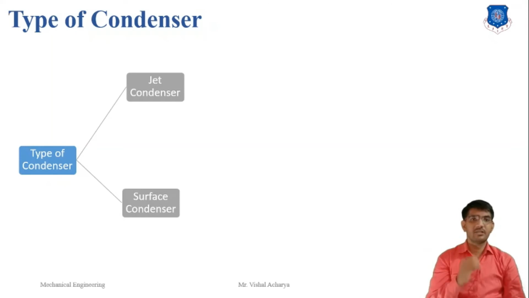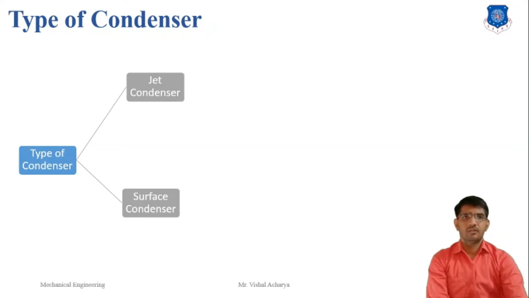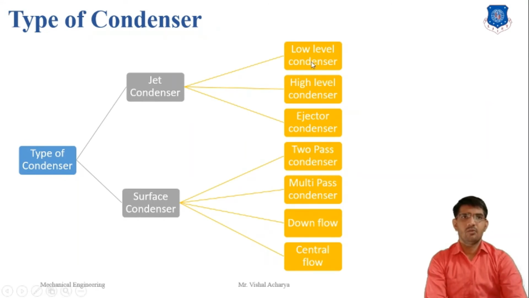Next is the surface condenser. A surface condenser is a type of steam condenser in which the steam and the cooling water do not mix with each other, and because of this the condensate can be used as boiler feed water. It is also called a non-mixing type of condenser. The jet condenser types are: low level jet condenser, high level jet condenser, ejector condenser, two pass condenser, multi pass condenser, downflow condenser and center flow condenser.